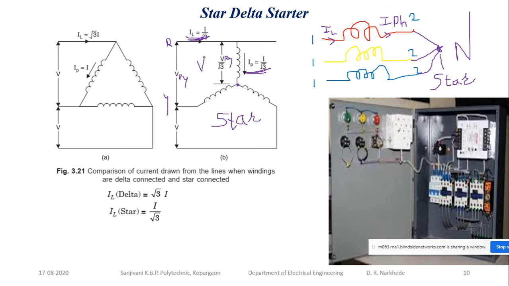So VPH, my phase voltage, is equal to line voltage divided by root 3. This is the relationship between them. So that's why it is called a reduced voltage starter. कारण तुमचं जे लाईन व्होल्टेज आहे त्याला तुम्ही इथं कमी केलेलं आहे, and that's why it is called the reduced voltage starter.